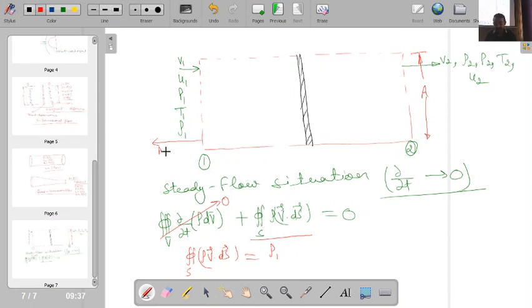So the velocity vector and area vector are in opposite directions, so the product of area and V gives a negative quantity. So I get minus A into V1. Plus, on the right hand side, rho 2, velocity is outward and the area vector is also outward, so I get A into V2, and this will be equal to 0 because the transient term has already cancelled. So from here, what I am getting is rho 1 A V1 equal to rho 2 A V2, and area is common, so I can write rho 1 V1 equal to rho 2 V2.